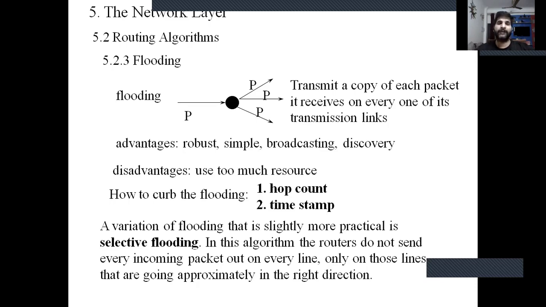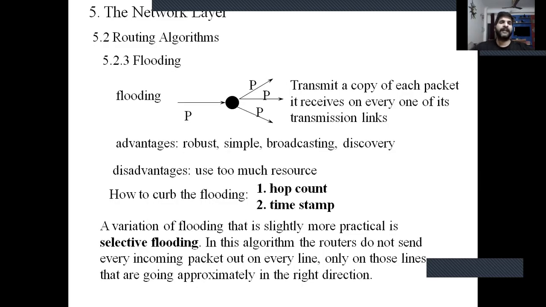So how to curb the flooding? Hop count and timestamp. A variation of flooding that is slightly more practical is selective flooding. In this algorithm, the router does not send every incoming packet out on every line, only on those lines that are going approximately in the right direction. So this is the main disadvantage of the flooding algorithm.